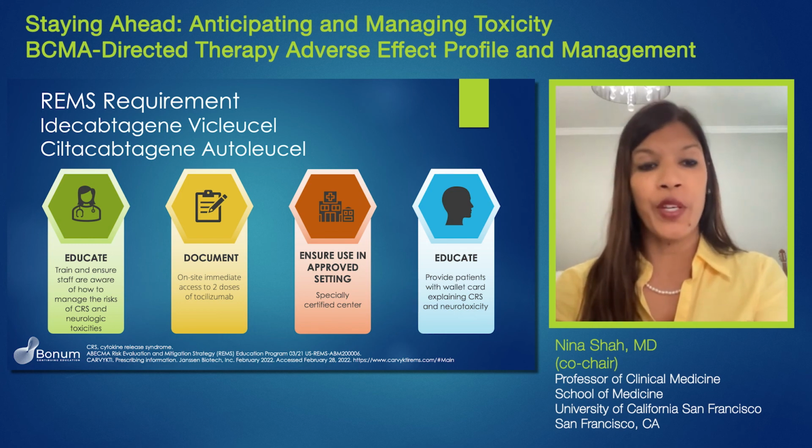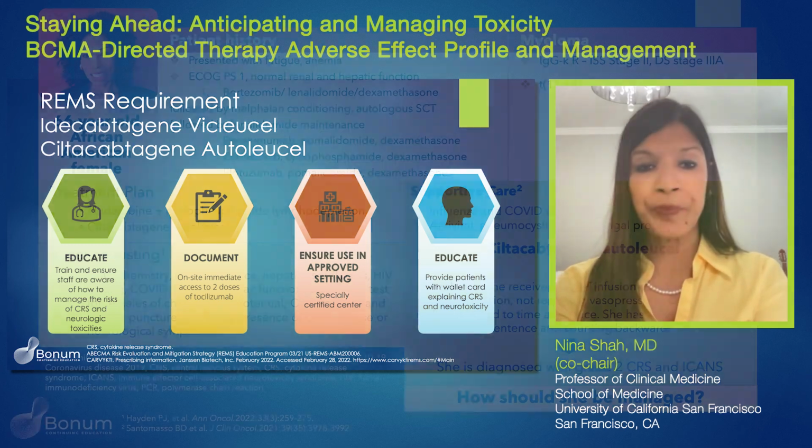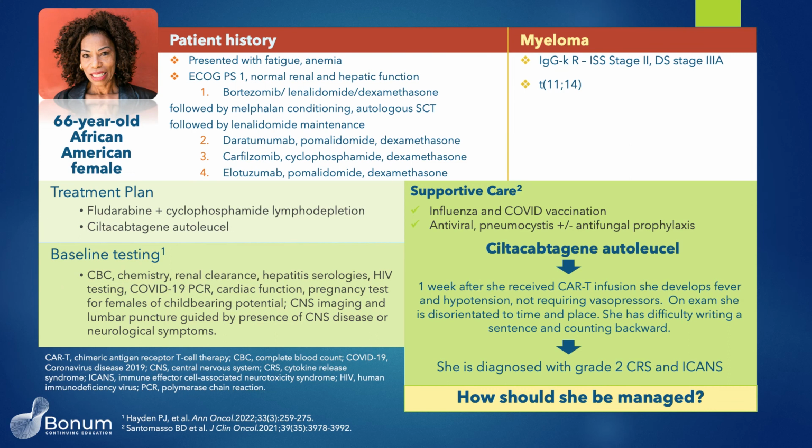So I want to move on now to a case, and we'll bring in some of our colleagues here. So this is a 66-year-old African-American female who initially presented with fatigue, anemia, had a pretty good performance status, ultimately was diagnosed with multiple myeloma, ISS stage 2, Durie-Salmon 3A, with the translocation 11;14.